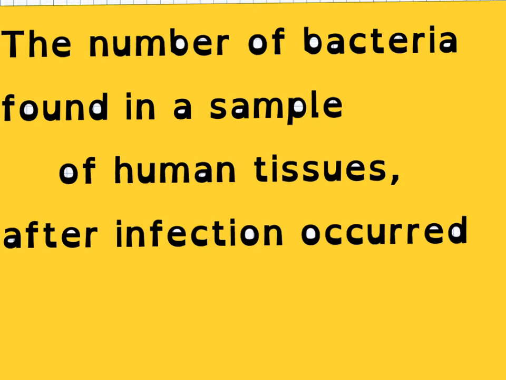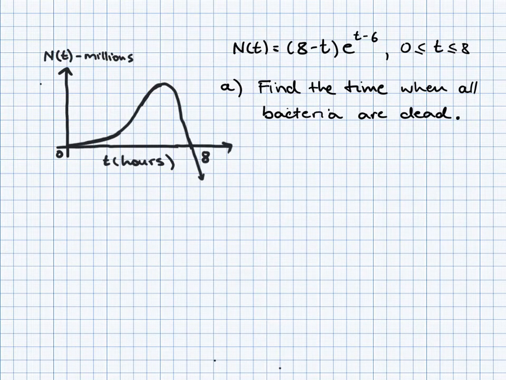Hi everyone, the next question we're going to do is the one that involves the number of bacteria found in a sample of human tissues after infection occurred. So what we have here is this problem that has been modeled by this equation given here, N of t equals (8 take away t), everything in the brackets, times e to the power of (t take away 6), where t is in hours, so it represents time, and N of t is the number of bacteria in millions.